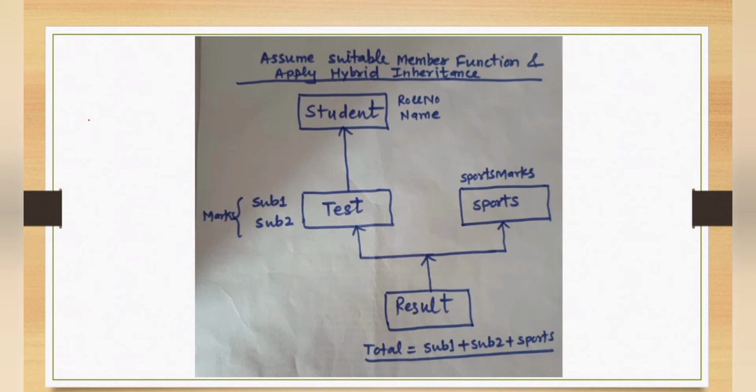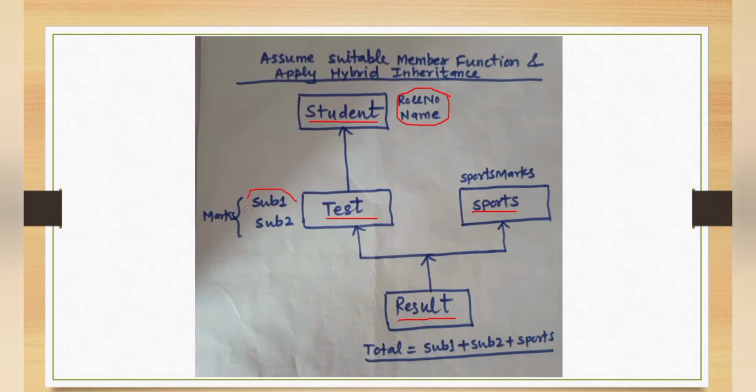Now you can see the program. There is a class student, class test, class sports, and the class result. So this is the program for hybrid inheritance, right? The student class has these two variables, the roll number as well as the name.